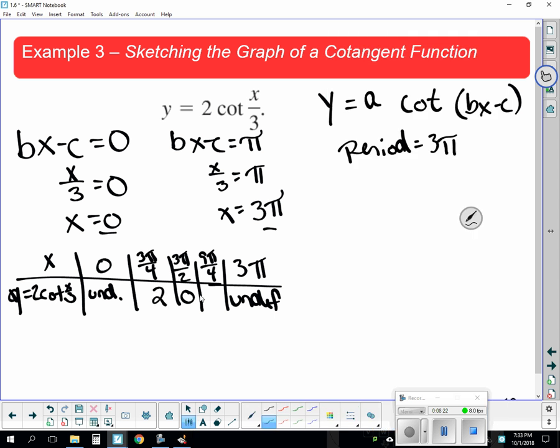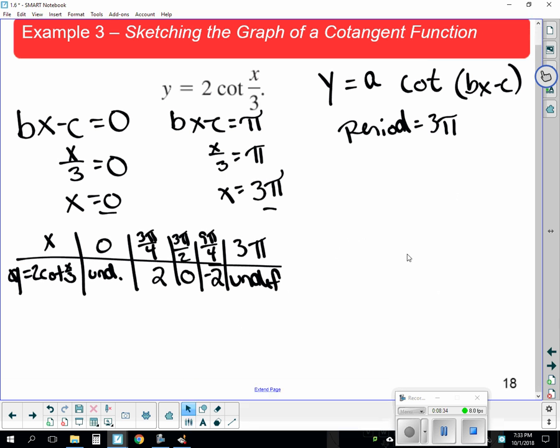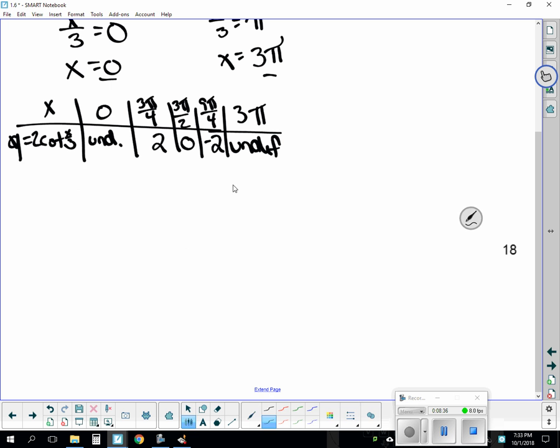Now, we know there's symmetry, so what does that tell you about this value? It has to be negative 2. Calculate that if you want to double check it, but the symmetry tells you that that's the way it'll be. Okay? All right. Then you're just going to plot your points. So 0, we have an asymptote. At 3 pi, we have an asymptote.